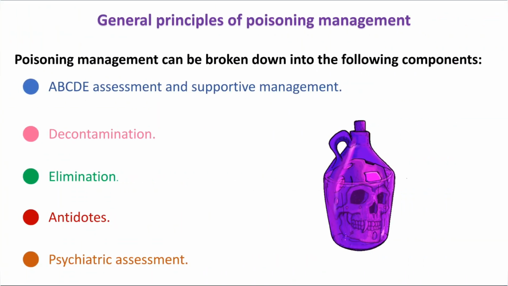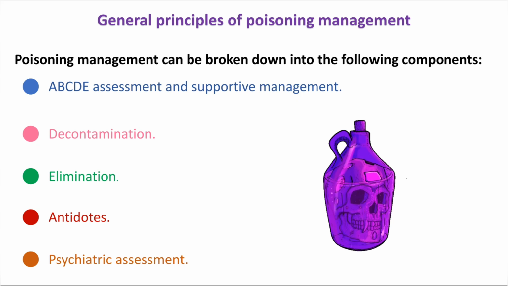You can break it down into 5 elements. The first one is ABCD assessment. Whenever a patient comes to you with any type of poisoning, you have to do airway, breathing, circulation, and then supportive management. Second, decontamination. You decontaminate the poisoning either by dry decontamination, wet decontamination, activated charcoal, gastric lavage, or whole bowel irrigation. Then elimination.